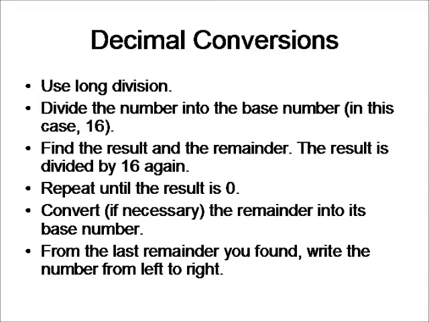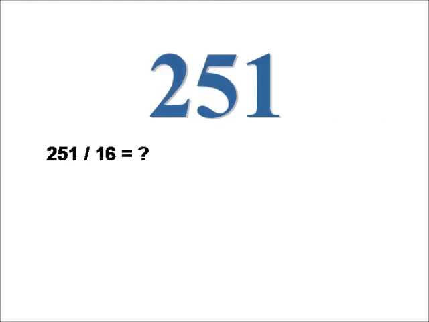What we will have left is a bunch of remainders. Well, from the last remainder that you find, you want to write the number from left to right. So I'm going to show you with this very short example here with the number 251. 251 divided by 16 is 15 with a remainder of 11. We will then take 15, which is our result from the first division, and we're going to go ahead and divide that by 16.